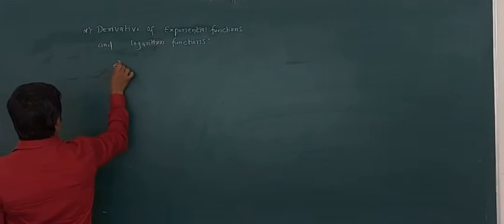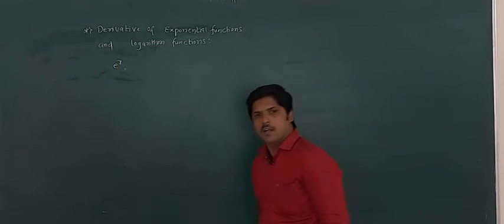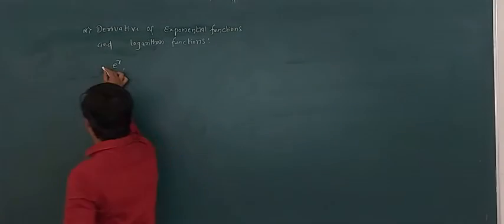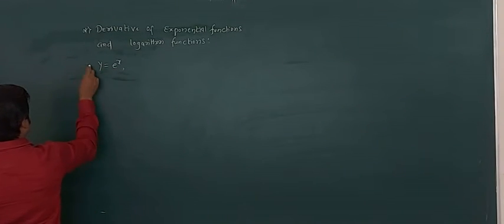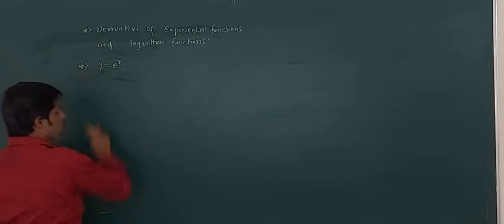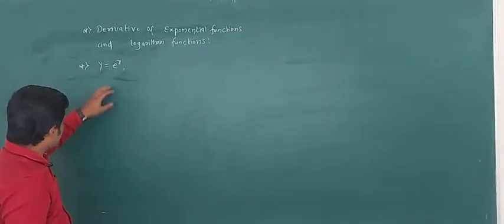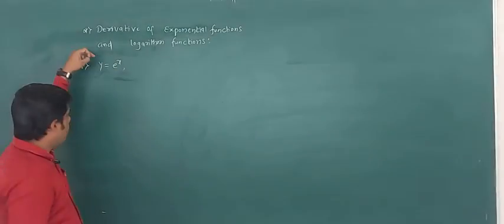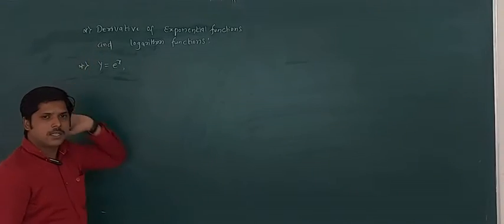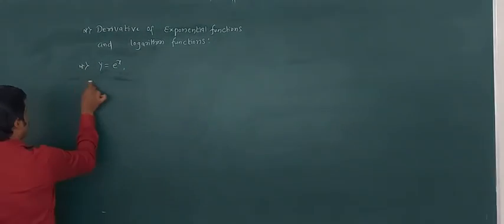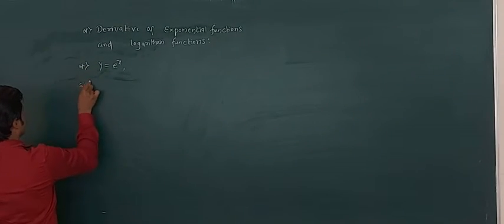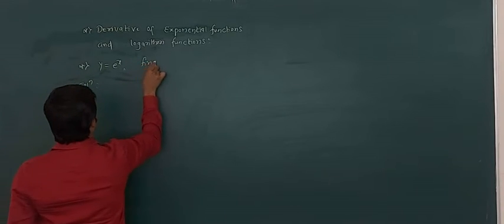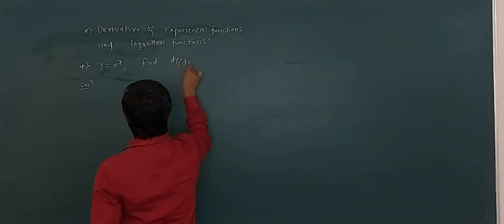Here, e to the power x is an exponential function. Suppose we consider y equal to e to the power x. This function is an exponential function. Now we will find the derivative of this function, that is dy by dx. So solution: here, find dy by dx.